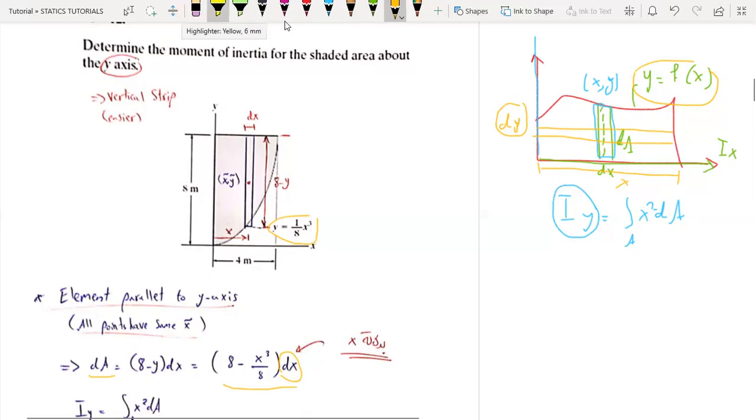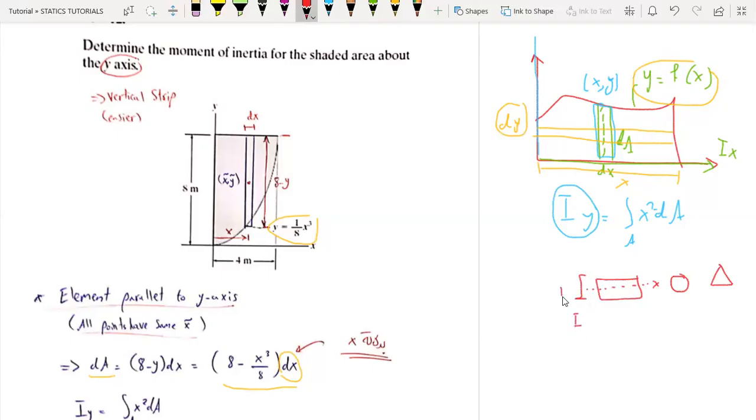But if we have a rectangular shape, a circular shape, or a triangular shape, we can find the moment of inertia using the standard equations. Like here, if we want to find Ix about the x-axis, let's say the height is h. It will be 1 over 12 h cubed multiplied by b. Here the x-axis is intersecting this dimension, so this dimension will be cubed.